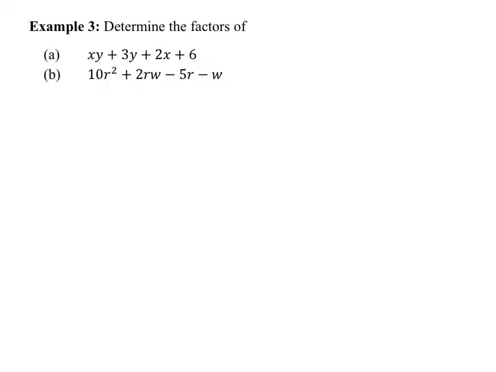This is, by the way, very useful when there are 4 terms. Write yourself a little note. When there are 4 terms is when this is useful. When there's 3 terms, it's a quadratic usually, and you're going to do another type of factoring. But 4 terms is where you can use factoring by grouping. So look at the first one, part A. We've got xy plus 3y plus 2x plus 6.